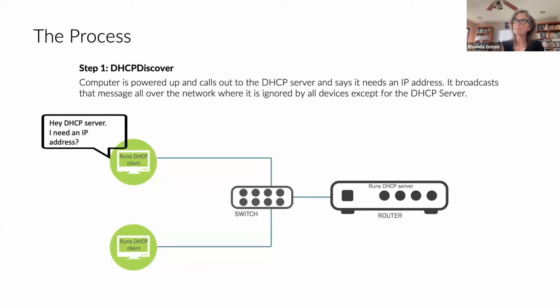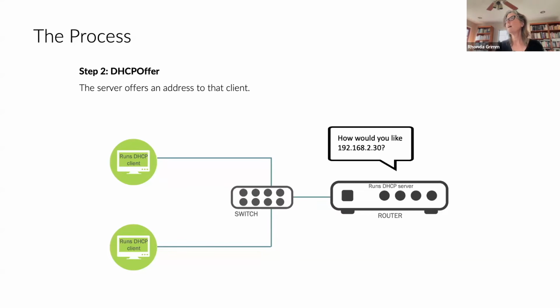So what does that look like? Let's just say that's her laptop. And the laptop, over the DHCP client, broadcasts to anyone who will listen on the network, hey, if you're the DHCP server, man, I need an IP address. And the DHCP server responds, well, I happen to have 192.168.2.30.